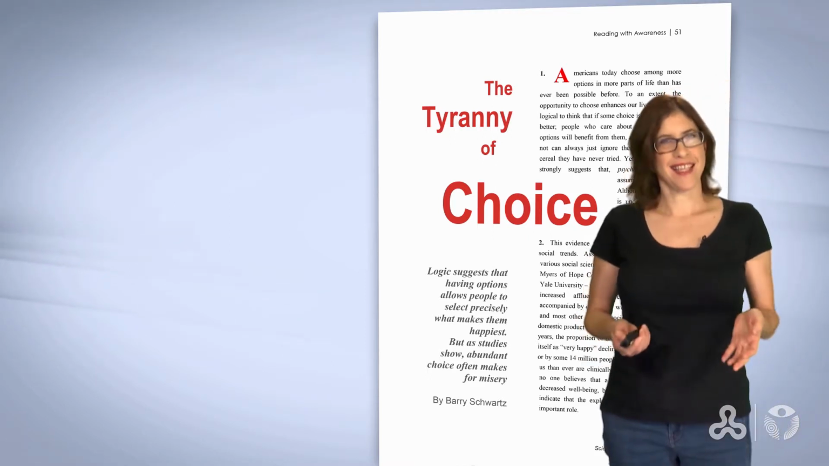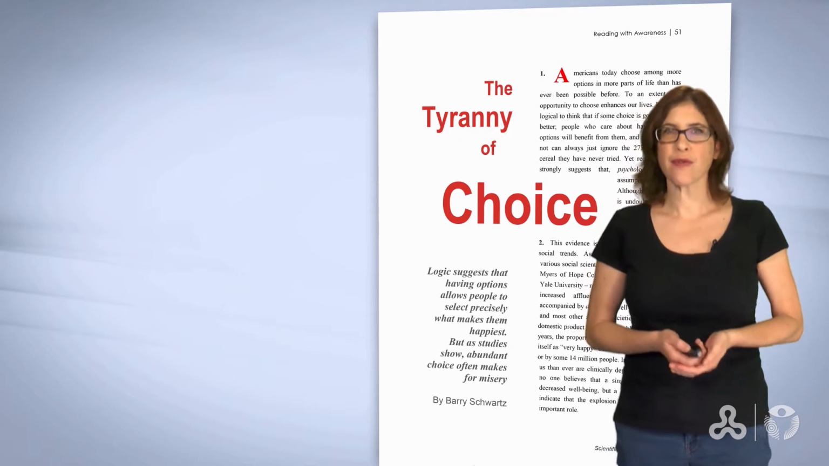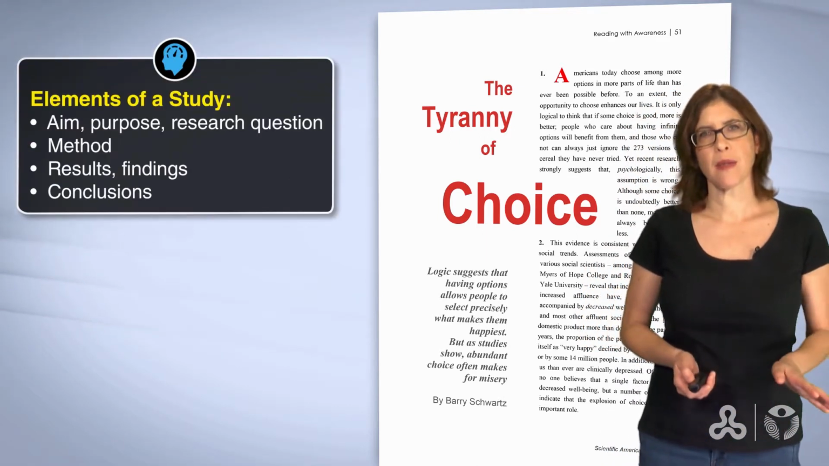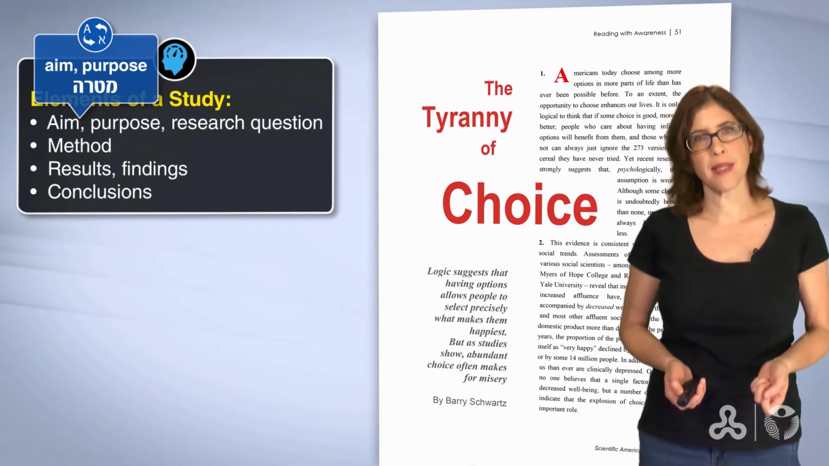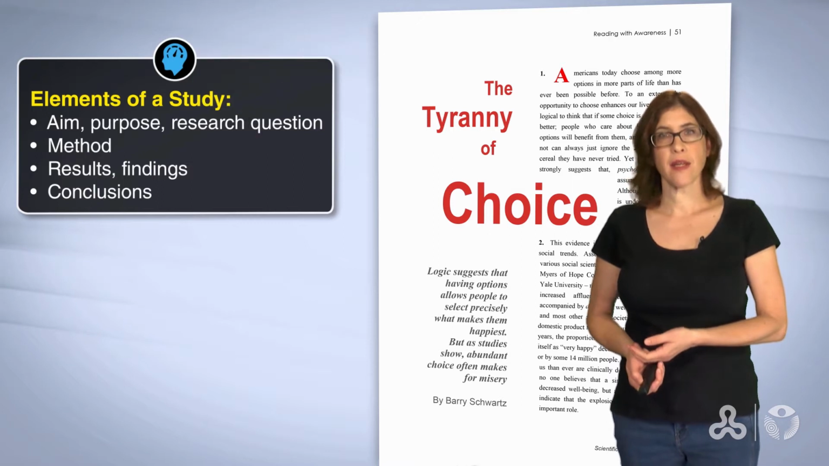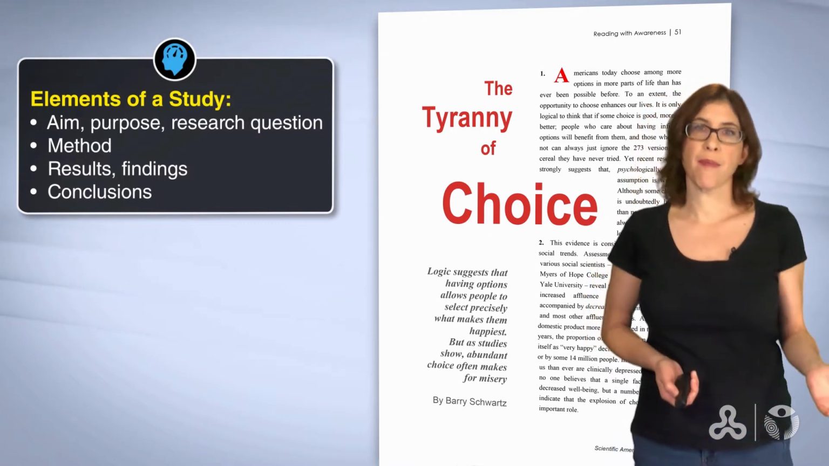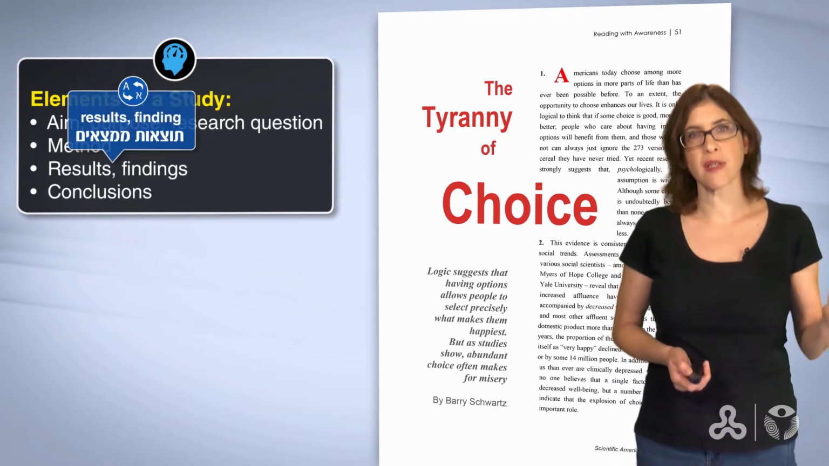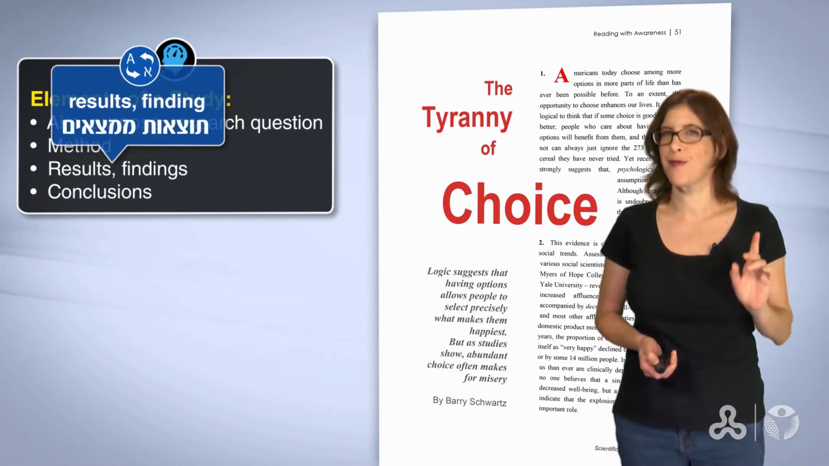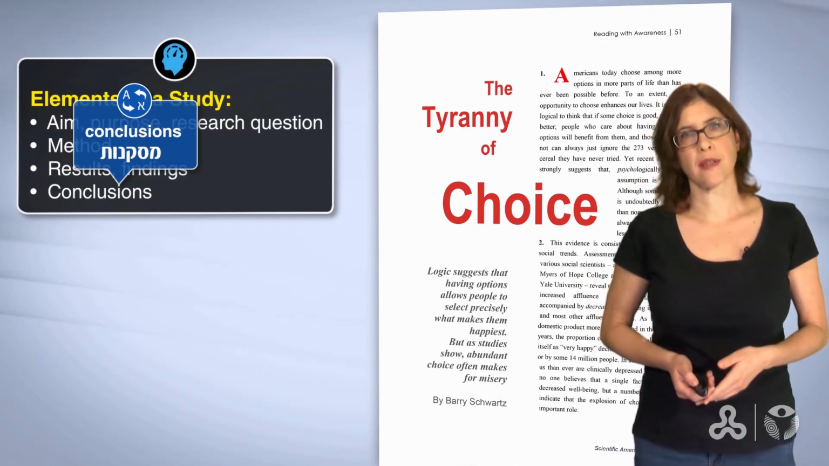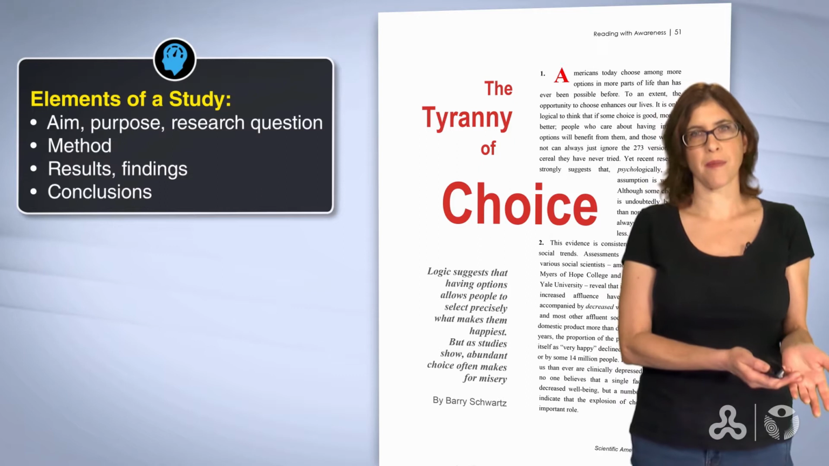So, let's get to work. First, let's review some elements of a study. Usually, studies begin with an aim, or the purpose, or they begin with a research question. Next, they usually describe the method. They almost always mention the results or findings. That's very important. And finally, the conclusions, which is what we learn from the study.